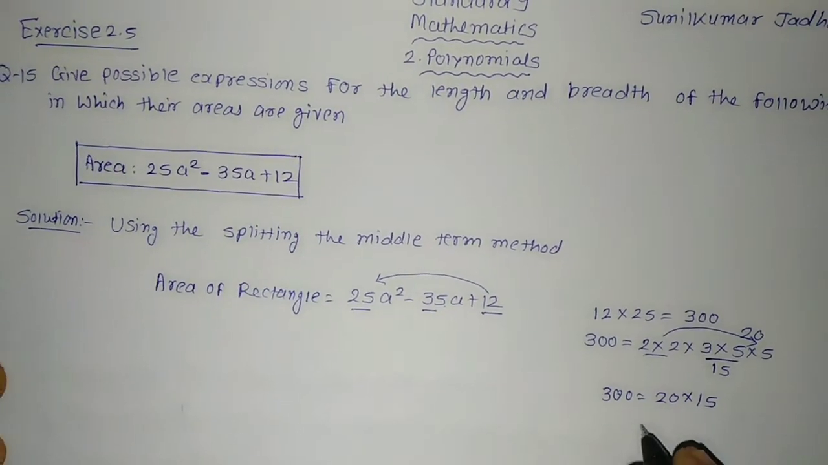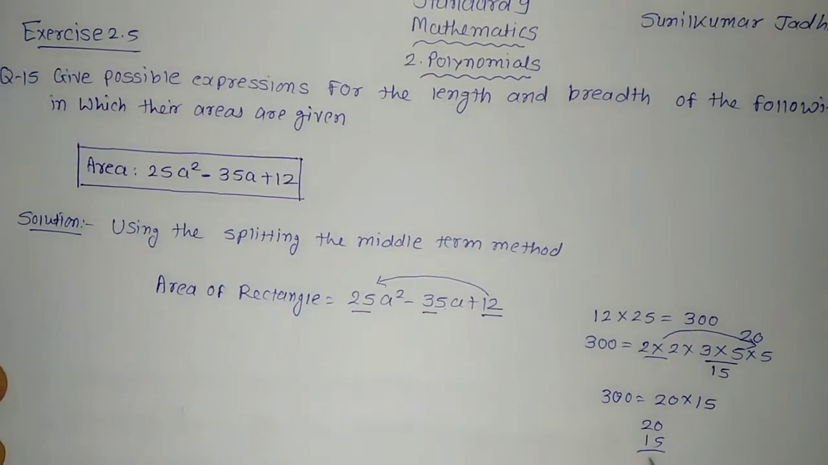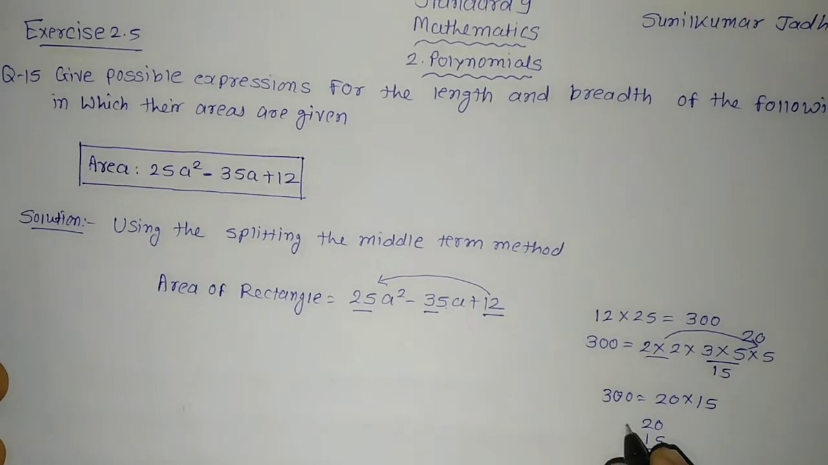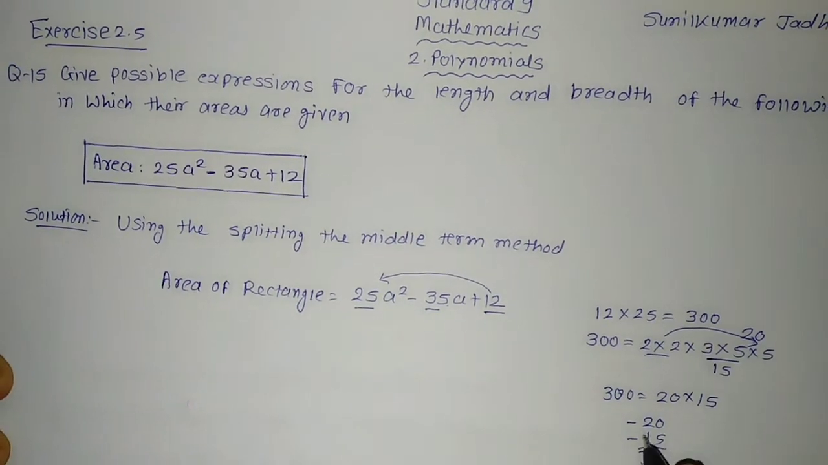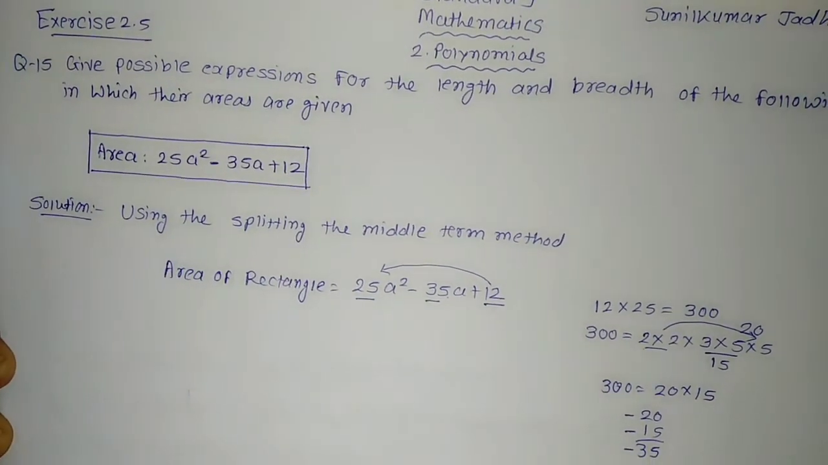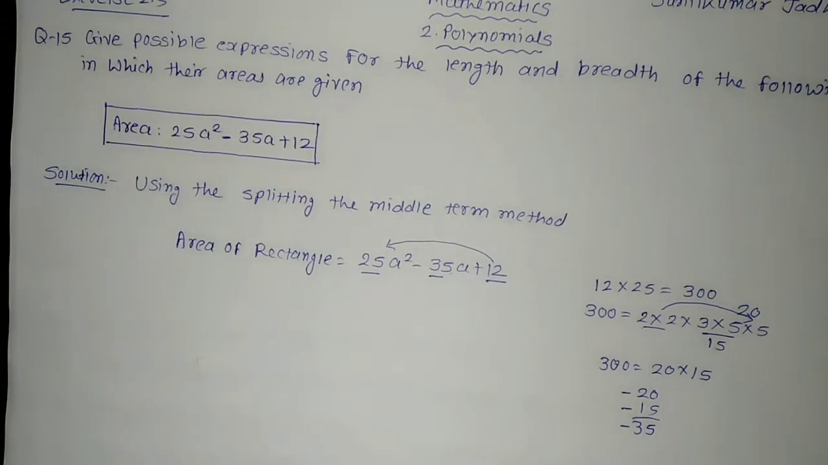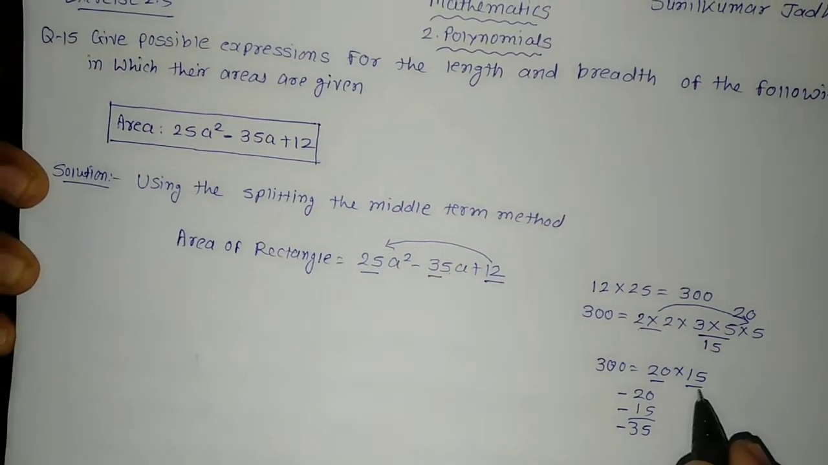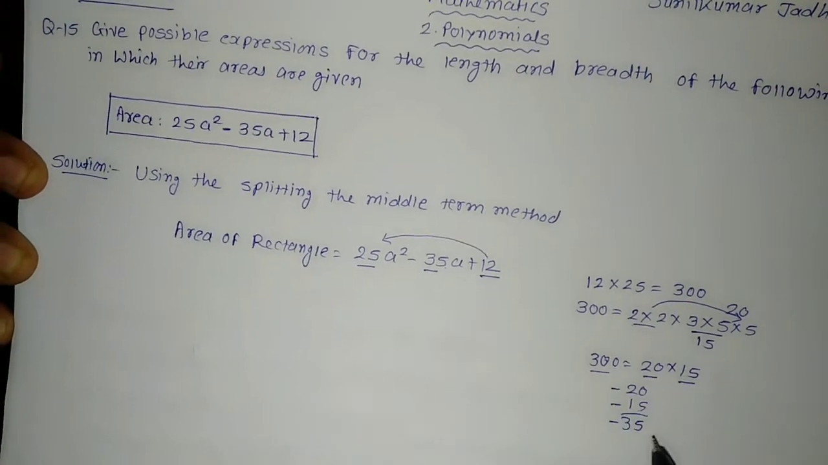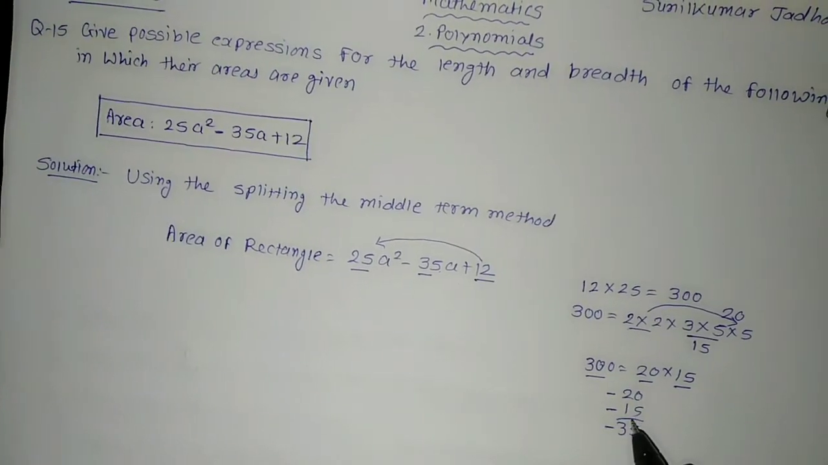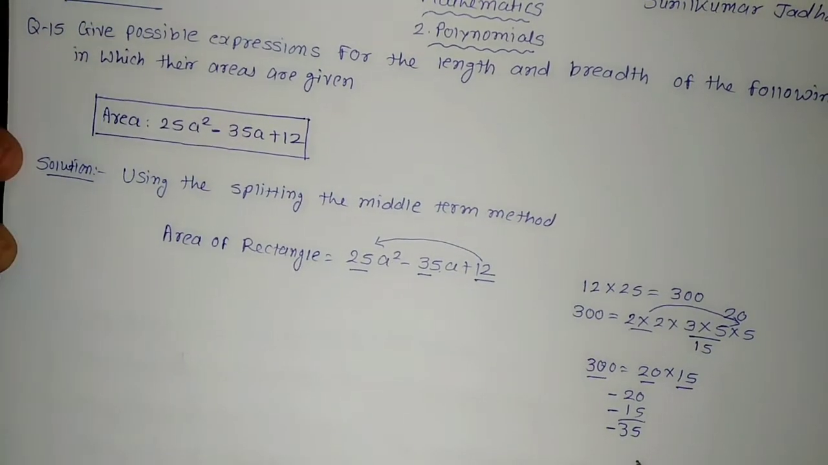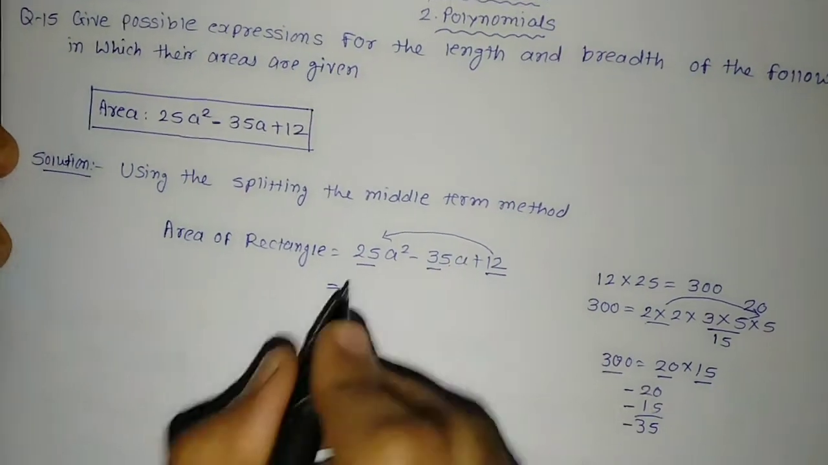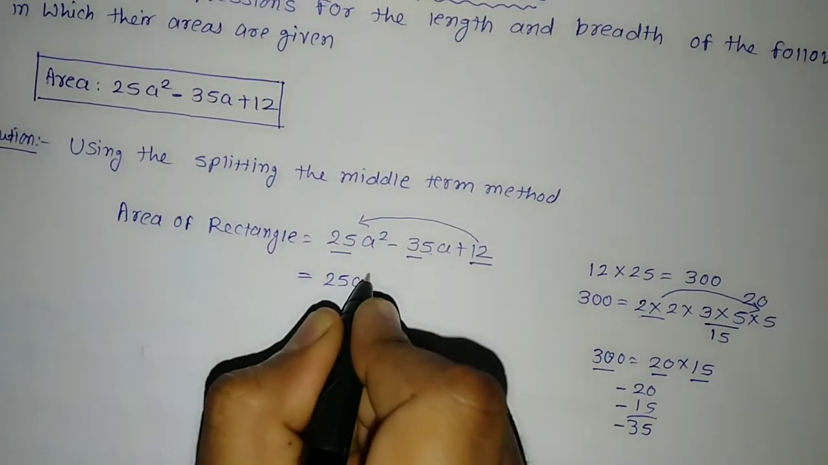20 plus 15 would be 35. We want to get negative 35, means we will take minus 20 and minus 15. So we'll do the addition and we'll get minus 35. So we have these two factors, 20 and 15, whose multiplication is 300 and addition will be minus 35. So I'll write it here: that is equal to 25a square.